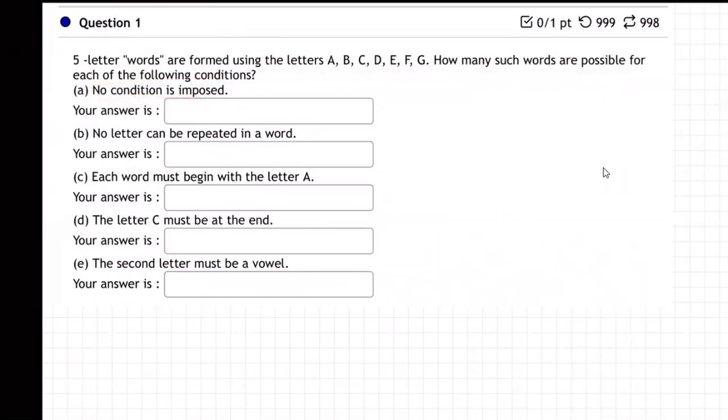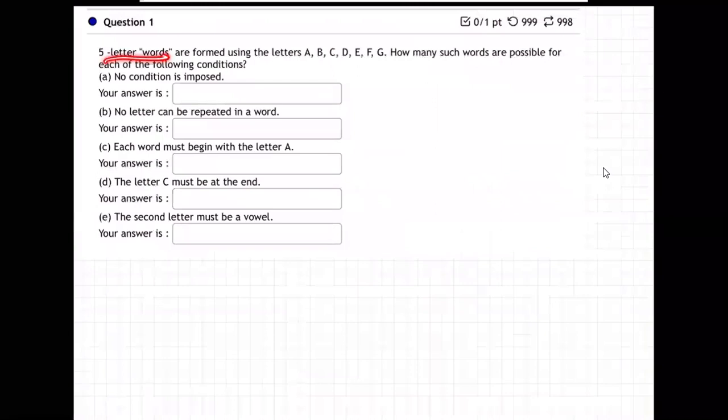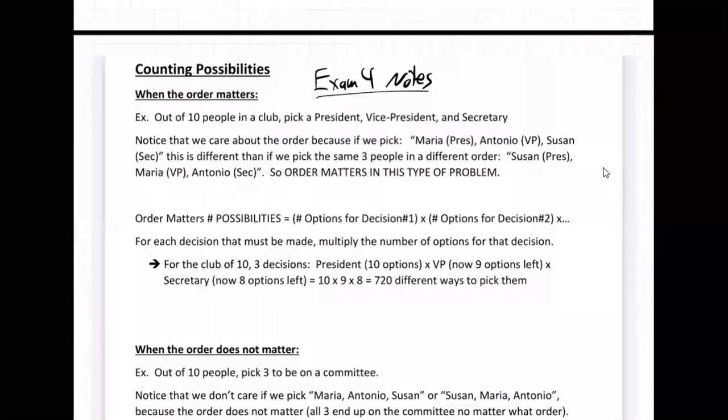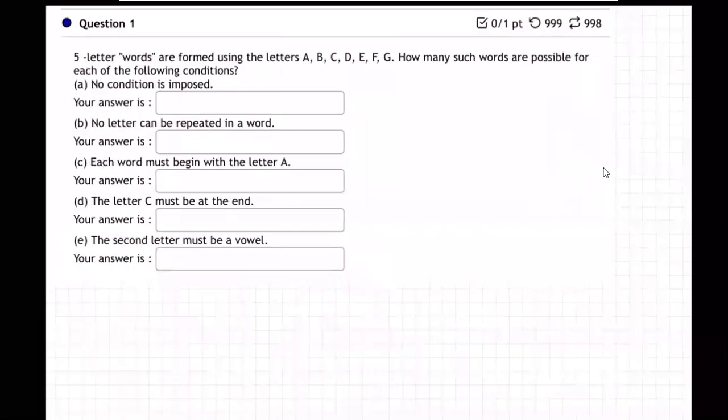Okay, well, what I want to make clear for you from the notes is when order matters. Which it definitely matters here, right? The order in which we write the letters of a word certainly matters. Eat is different than te. We're going to get to the ones where the order doesn't matter later. That's a different situation. But here, order matters. When the order matters, the number of possibilities is the number of options for decision 1 times the number of options for decision 2, etc. So we just have to think decisions and options when the order matters.